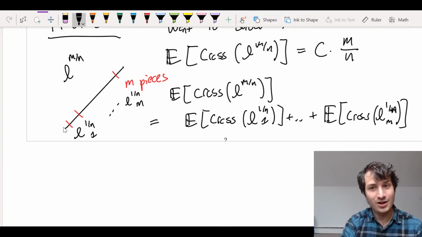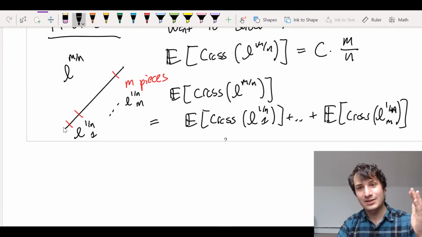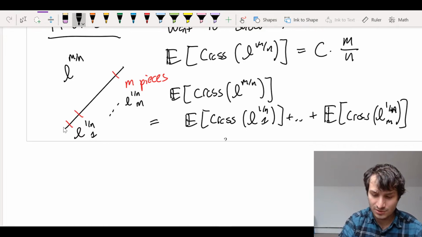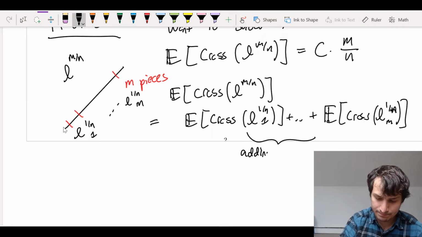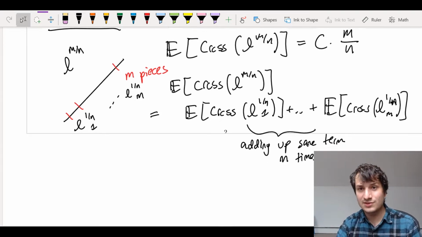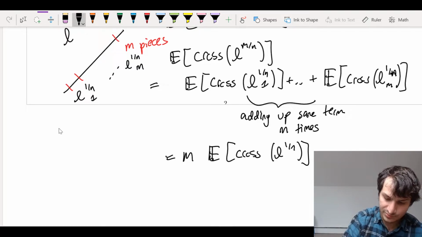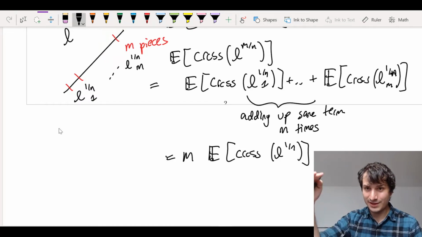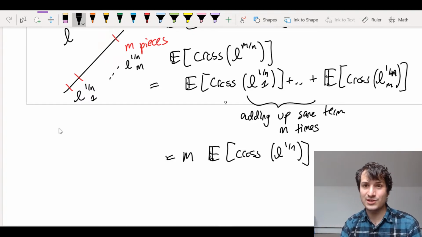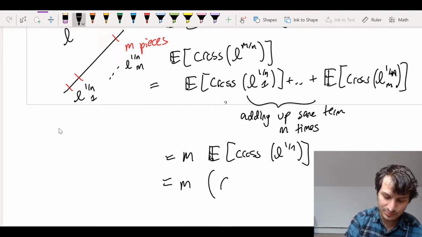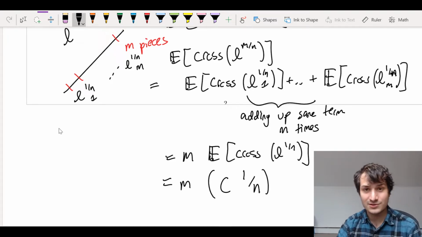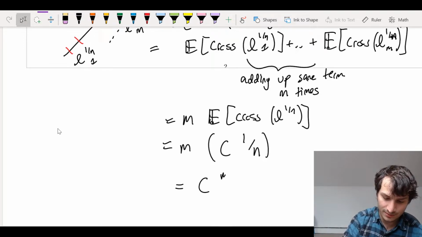Okay, and just like before, all of these things are identically distributed, so they have the same mean. All of these terms are the same, so adding up the same term m times is the same as multiplying by m. So this is m times the expected value of the crossings of L 1 over n. And by lemma 1, so this is where we're using the ladder, the expected number of crossings of L 1 over n is c times 1 over n. And that's the result. So this is equal to c times m over n.